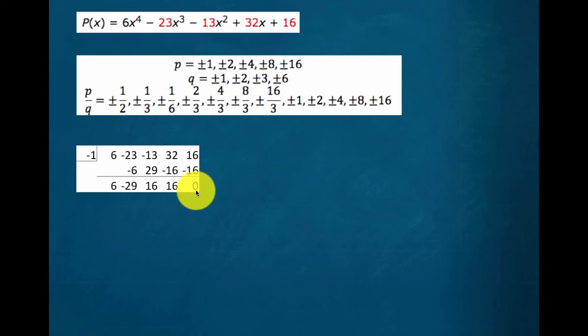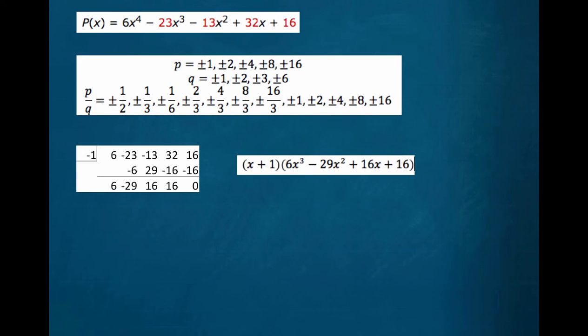when we add these two terms together we get 0, and that's what we're looking for, a 0 at the end, because the remainder theorem tells us that if we get a 0 here, then we have found a root for the polynomial. So at this point, it is factored into x plus 1 times 6x cubed minus 29x squared plus 16x plus 16. And the coefficients for this second factor come from the bottom line of the synthetic division.